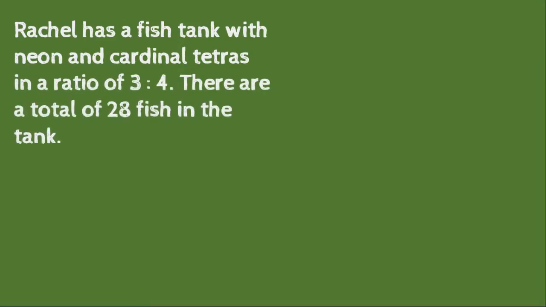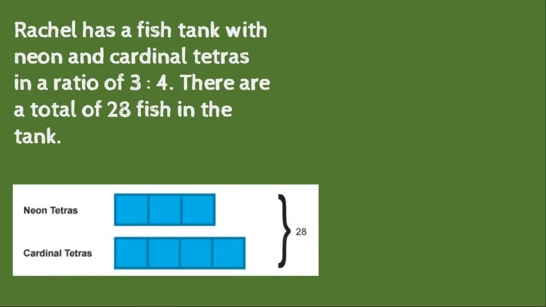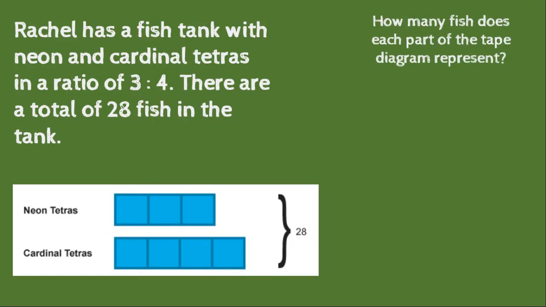Rachel has a fish tank with neon and cardinal tetras in a ratio of 3 to 4. There are a total of 28 fish in the tank. For this example, we have the following graph. Our question is, how many fish does each part of the tape diagram represent?